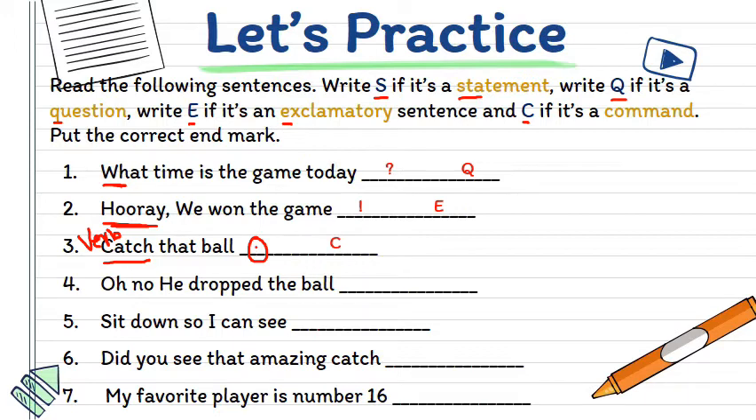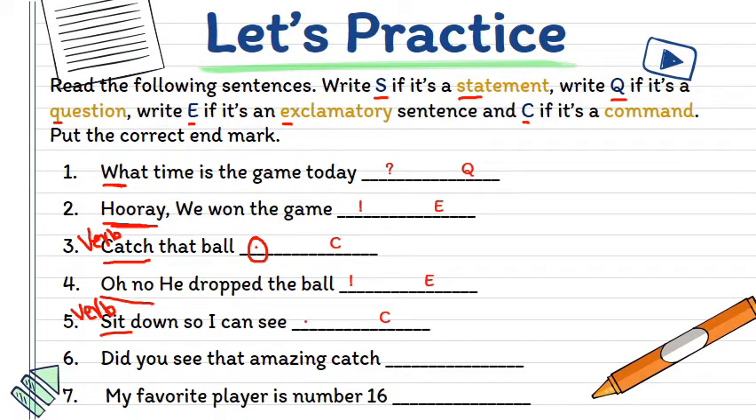Number 4, oh no, he dropped the ball! Remember when I told you about these strong feeling words? Hooray, wow, oh no, also one of these words. So what is this sentence? It is an exclamatory sentence. Number 5, sit down so I can see. Sit down. What type of word is this one? It is a verb. So sentences that begin with verbs, we call them commands.